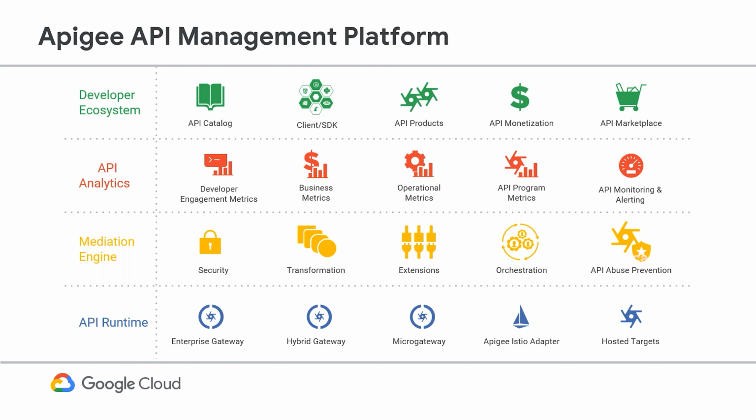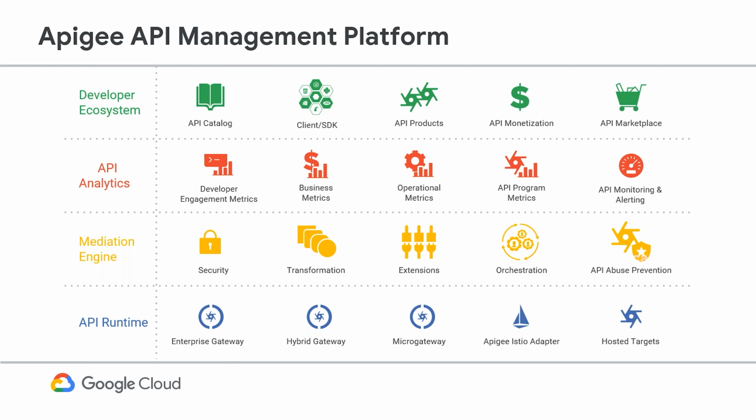Apart from that, APG has analytics, so analytics reports are there. For every stakeholder there are metrics: for the consumer developer there will be engagement metrics; for the product manager and program manager, business metrics; for operations, operational metrics. The whole API program's metrics is there. Monitoring and alerting are also part of analytics. So it is quite a useful tool for different stakeholders.